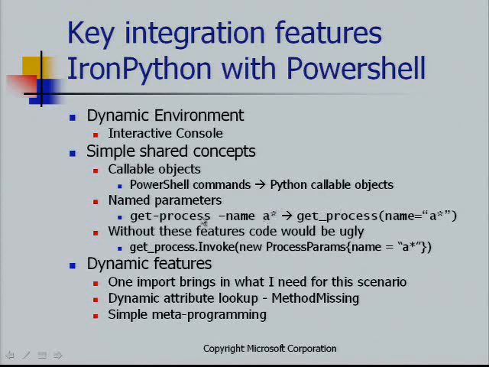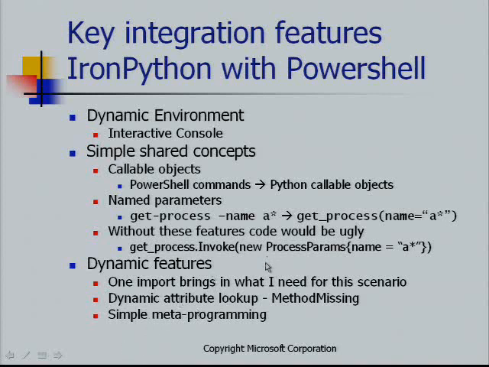These named parameters. PowerShell has, of course, this shell-style naming convention. IronPython has a slightly different way of passing in named parameters, but they both have named parameters, so they work very well together. Without these features, the code would look really ugly, right? You'd have something like this. This is trying to be pseudo C# 3.0 plus IronPython to sort of capture what it would be like to do this without having named parameters and callable objects in your language.